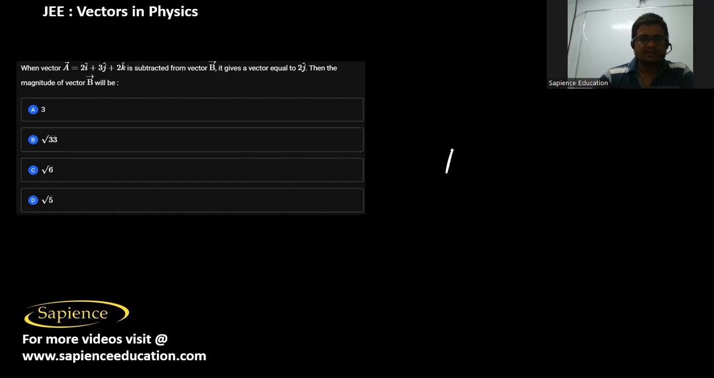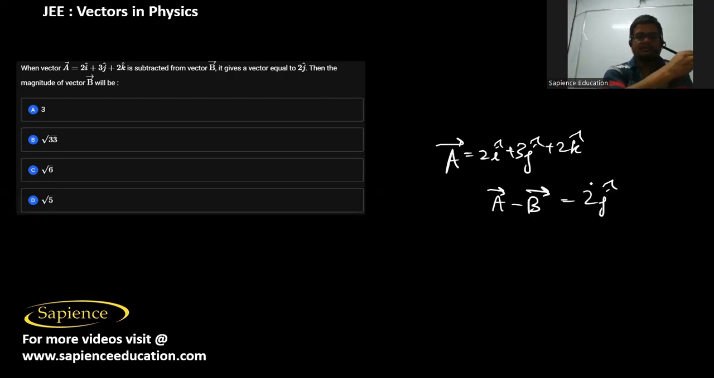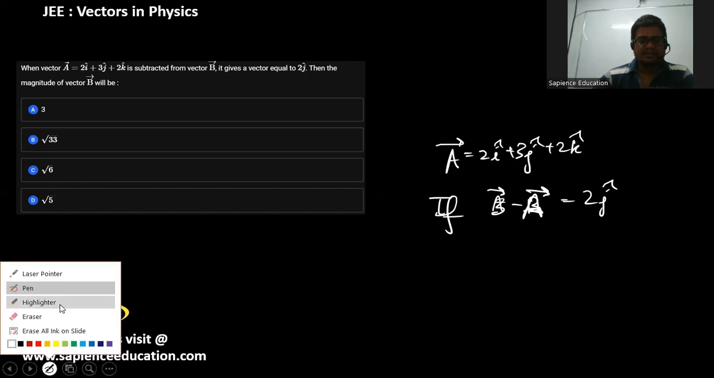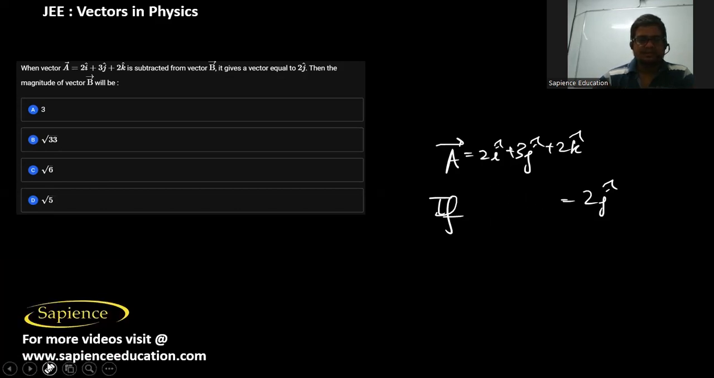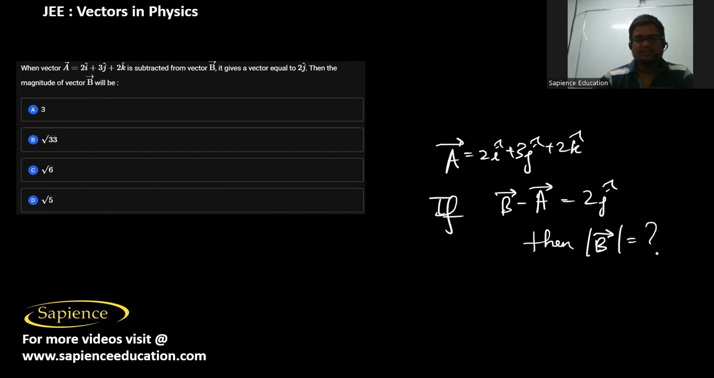Then here it is told, when vector A equal to 2 i cap plus 3 j cap plus 2 k cap is subtracted from a vector B, A minus B, it gives a vector equal to 2 j cap. Then the magnitude of the vector B will be. So here it is told that when vector A is subtracted from vector B, it means B minus A. It's told that vector B minus A vector is equal to 2 j cap, then we have to find out the magnitude of the vector B.